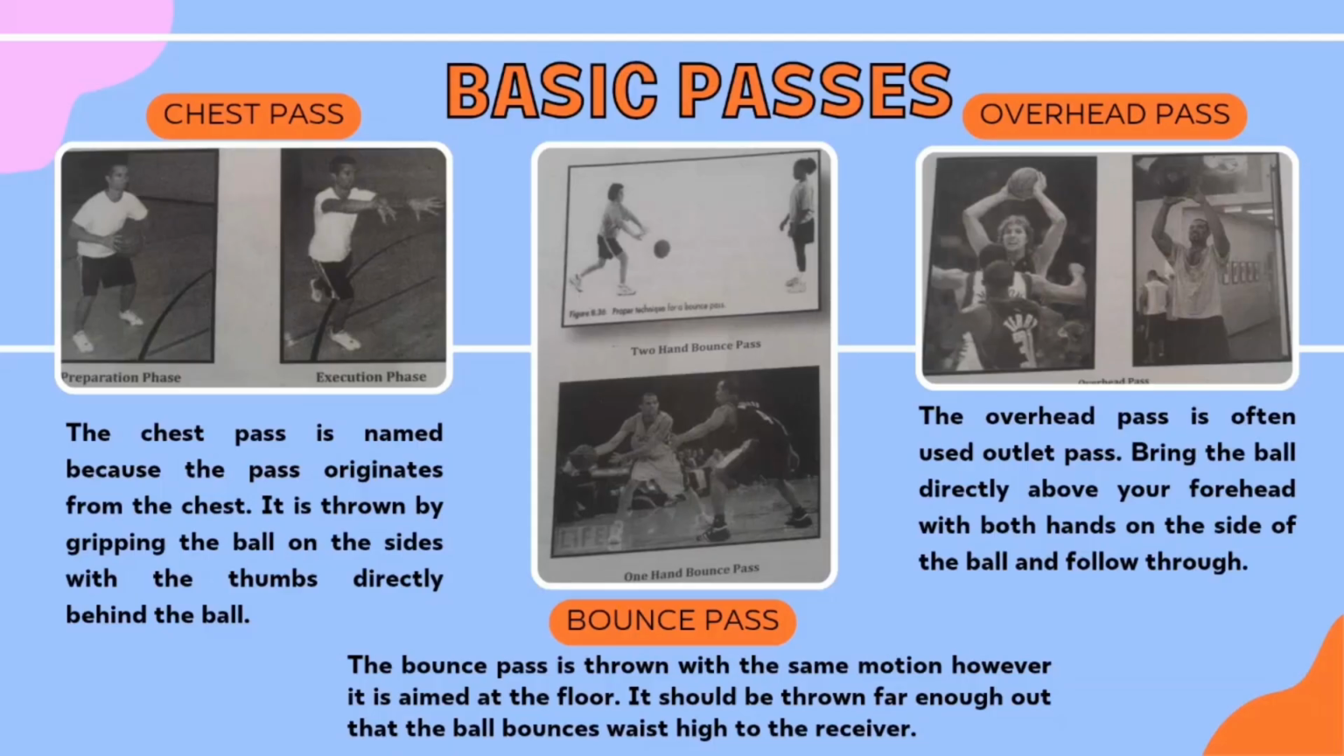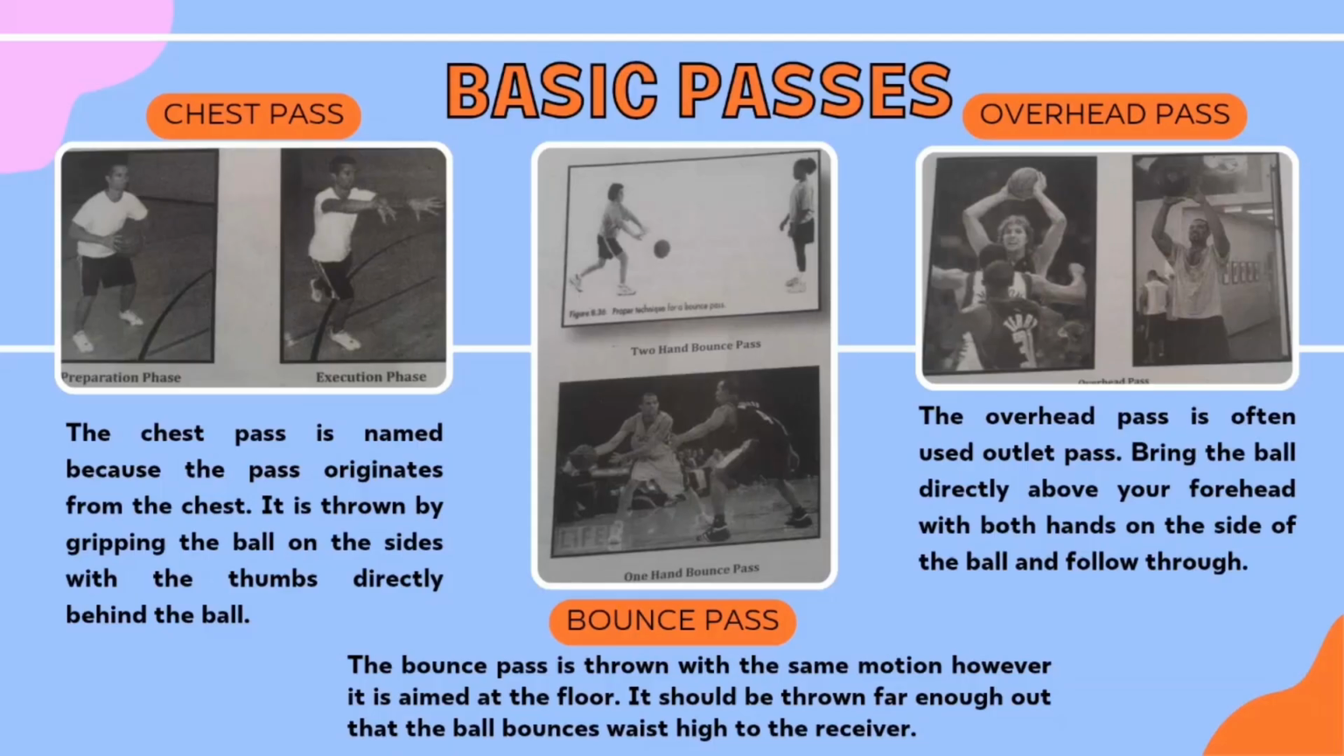Next is the bounce pass. The bounce pass is thrown with the same motion, however, it is aimed at the floor. It should be thrown far enough out that the ball bounces waist high to the receiver. Naay duha ka klase ang bounce pass. First is the two-hand bounce pass or one-hand bounce pass.